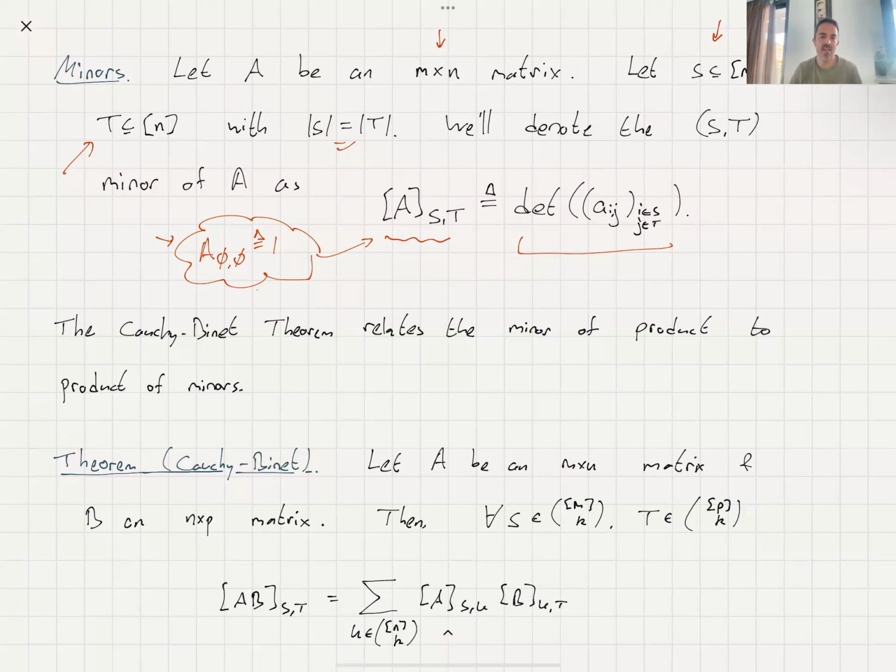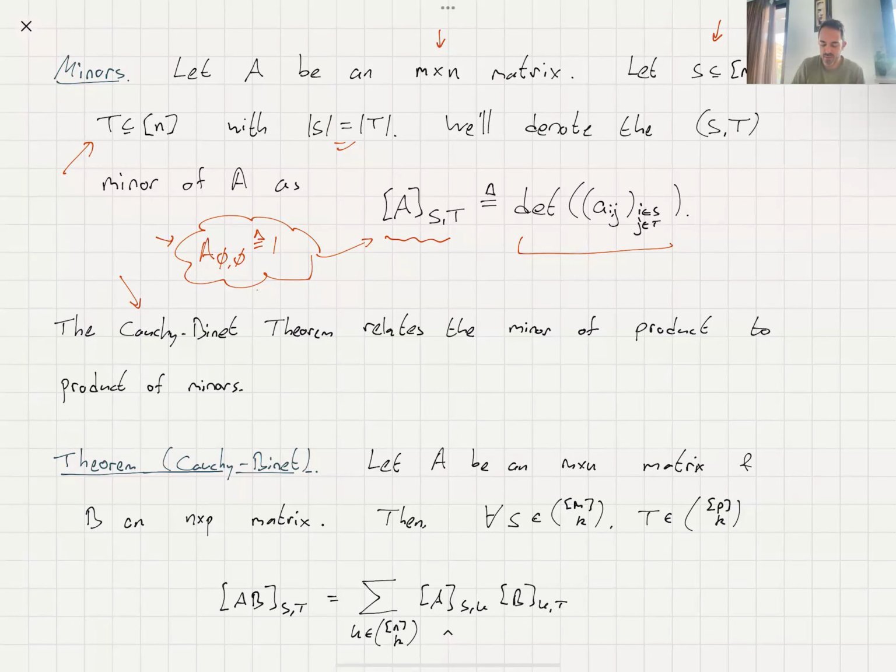Now we're going to actually use 3 theorems from linear algebra or matrix analysis that may be new, maybe not. So I'm going to just state them, but I'm not going to prove them. You can find them in any reference. So first is the Cauchy-Binet theorem, and it relates the minor of a product to a product of minors.